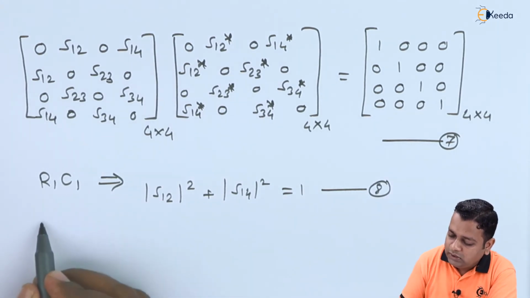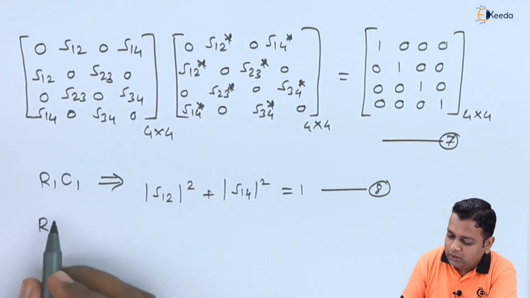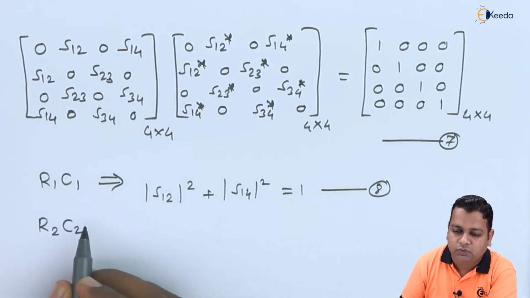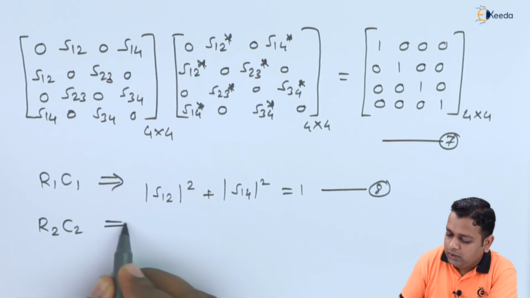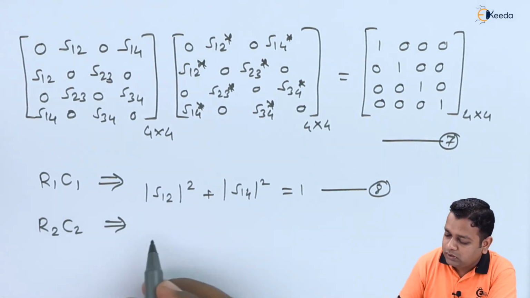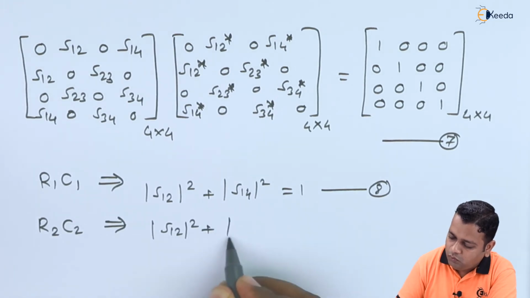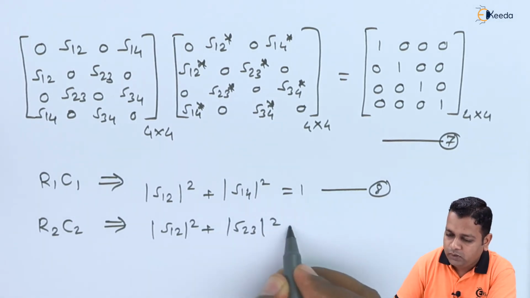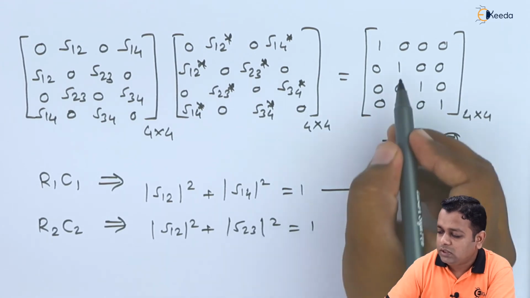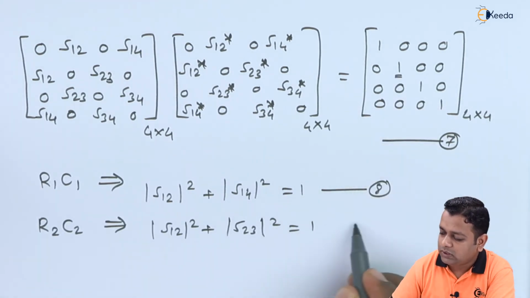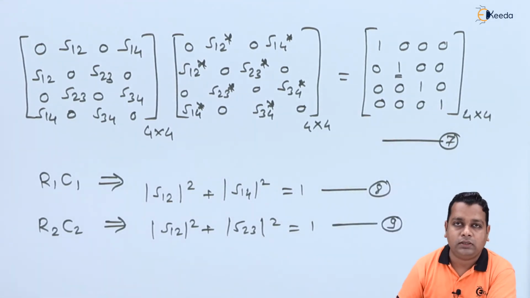In a similar fashion, instead of having R1 C1, if you make R2 C2, in that case we come to have another equation in the form mod S12 squared added to mod S23 squared. So this is equal to 1. So this will be the value. So this is equation number 9 here.